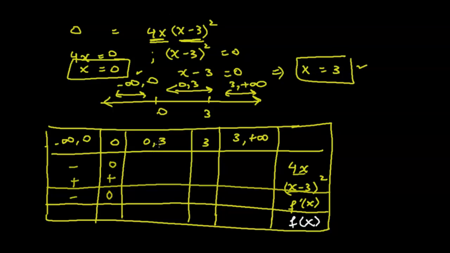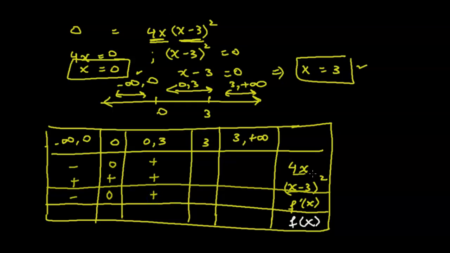When we pick any number from 0 to 3, let's say 1, 4 times 1 is 4, which is positive. When we put 1 here, it is 1 minus 3, which is negative 2 squared. That is a positive again. Product of two positives is a positive.